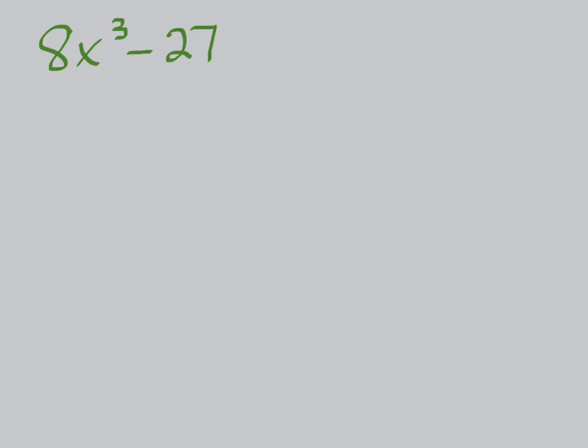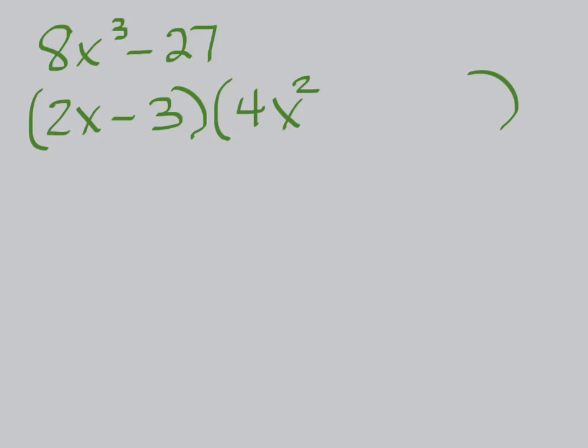So let's try another example. Here is 8x cubed minus 27. This is the difference of two perfect cubes. Notice the cubic root of 8x cubed is simply 2x. And the cubic root of 27 is 3, because 3 times 3 is 9, times 3 is 27. Then we have to have our trinomial. So we have 4x squared, because 4x squared times 2x is 8x cubed. Our back term is going to be 9, positive 9. 9 times 3 is 27.